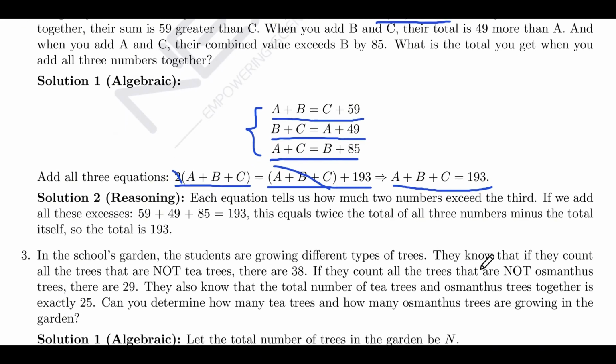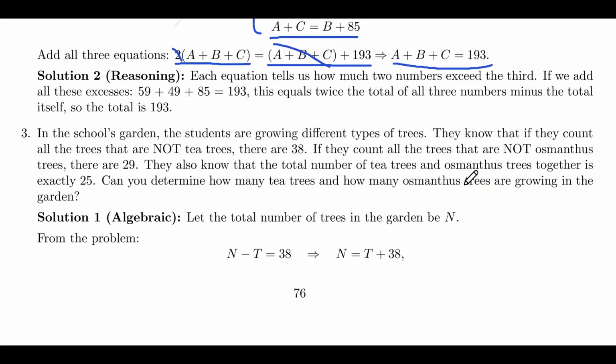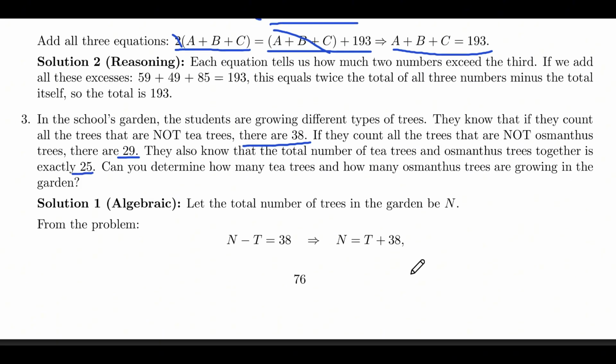Third example is about trees in a garden. We are told that the number of trees that are not tea trees is 38. We are told that the number of trees that are not osmanthus trees is 29. We are also told that the total of tea trees and osmanthus trees together is 25. Using algebra, let the number of tea trees be T and the number of osmanthus trees be O, and let the total number of trees be N.